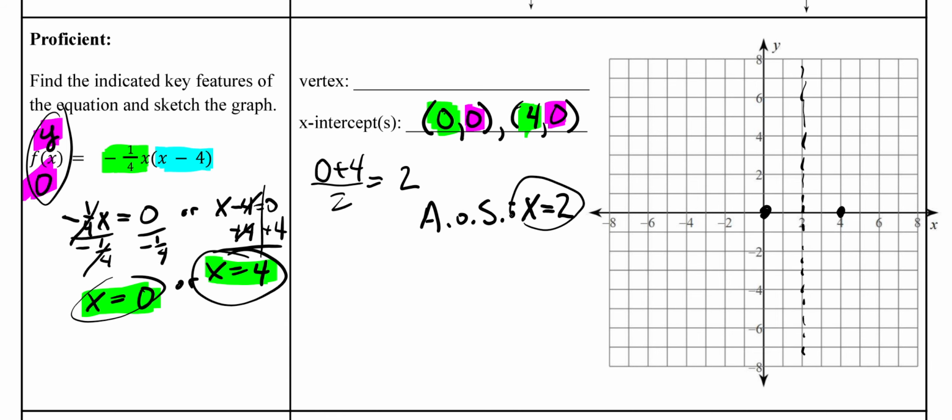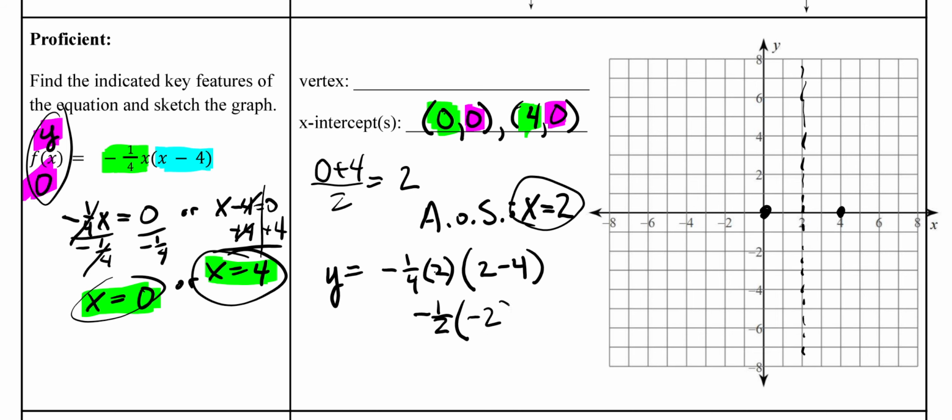And to find out where it is, I just plug it back into the original equation. So what is y when x equals 2? Here's negative 1/4 times x, but x is 2, so I'm going to put that. And then all of that is multiplied by x minus 4, or 2 minus 4. And negative 1/4 times 2 is negative 2/4, or negative 1/2. And 2 minus 4 would be negative 2. Now a negative times a negative is positive, and half of 2 is 1. So y equals 1.